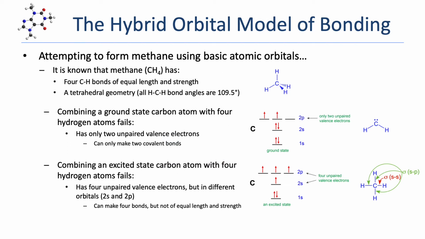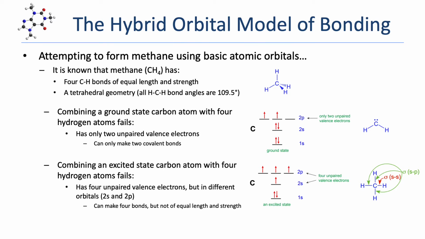So let's take a look at how hybrid orbitals can be used to create bonds and make molecules. Remember, this is a model of bonding. There are other models of bonding as well. This is a pretty simple one, and it's the one that most organic chemists use because it is simple and very predictive. It's very useful.